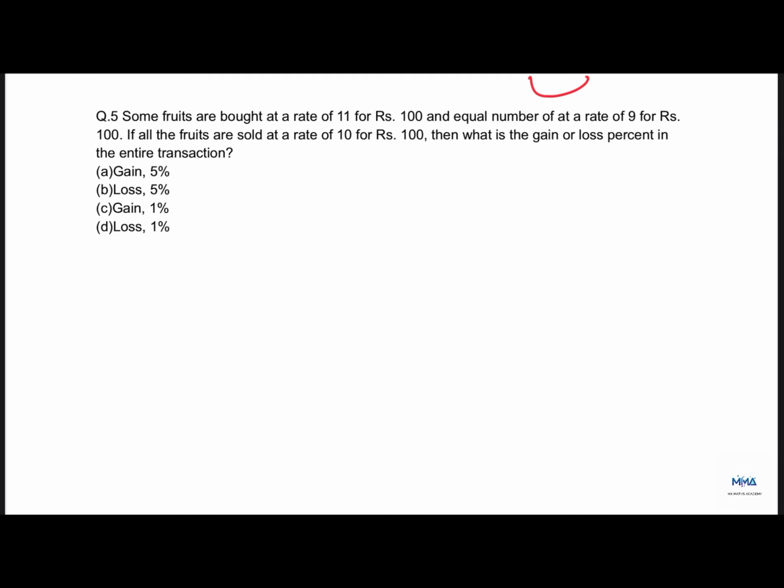Some fruits are bought at a rate of 11 for rupees 100 and an equal number at a rate of 9 for rupees 100. If all the fruits are sold at a rate of 10 for rupees 100, then what is the gain or the loss percentage in the entire transaction? If two different sets are given and the numbers are different, it is easier to calculate the profit and loss if we equate the numbers of both the sets. For example, here we have 11 in the first set and 9 in the second set. It's better to equate. And since 11 and 9 have no common factor, we just multiply both of them.